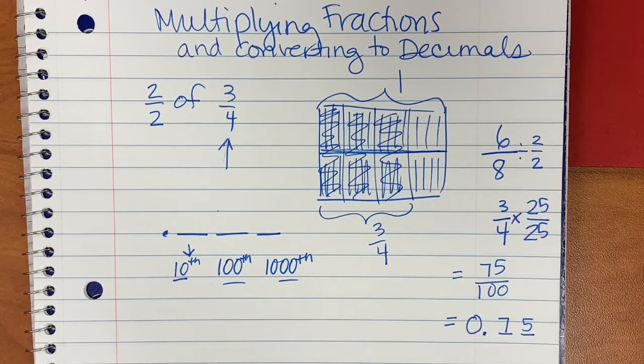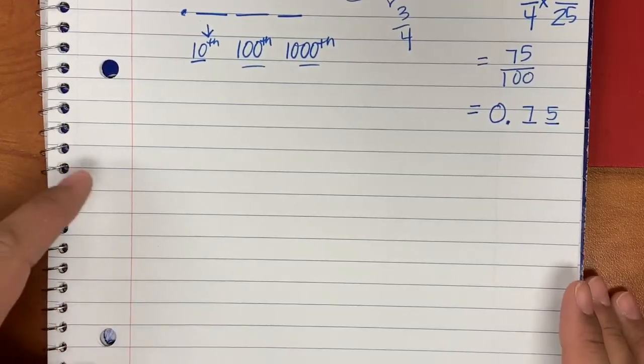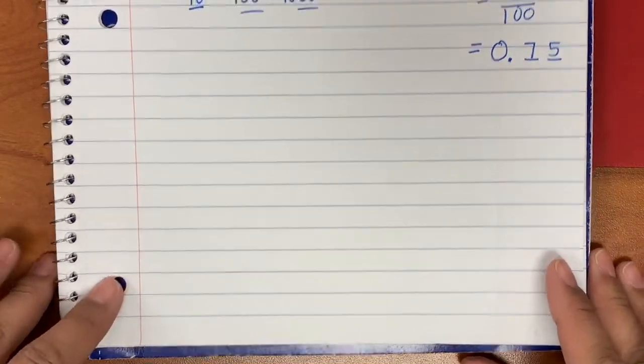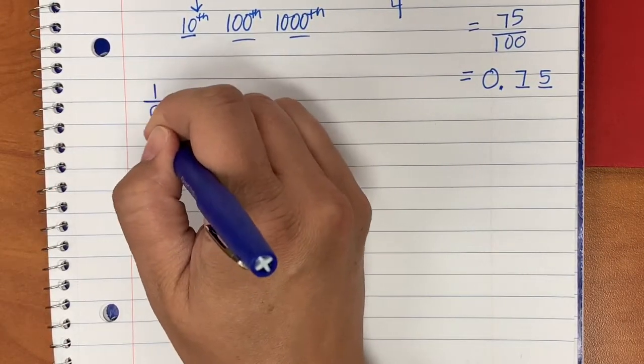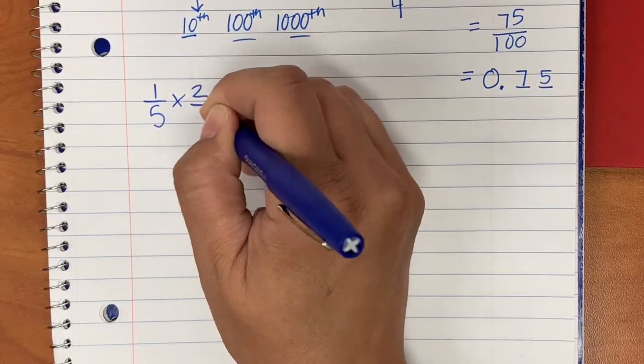Let's try another one. So we're going to do the same thing. We're going to multiply the fractions, and then we are going to convert to a decimal. So let's go ahead and do 1/5 times 2 halves.